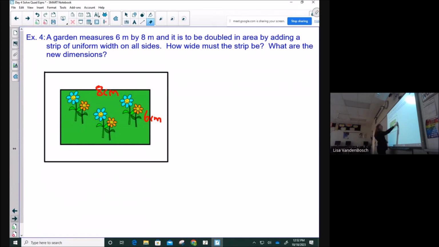I swear all word problems are gardens. Yeah, like tiles and fences.